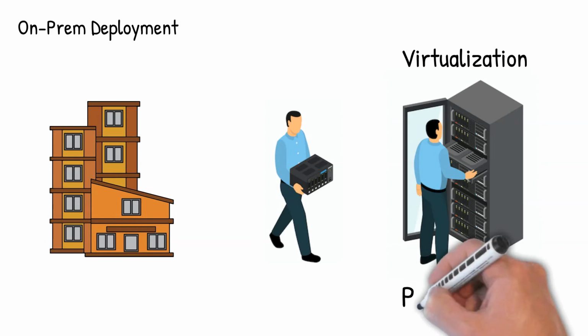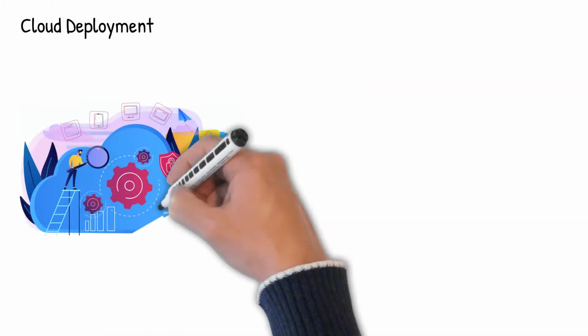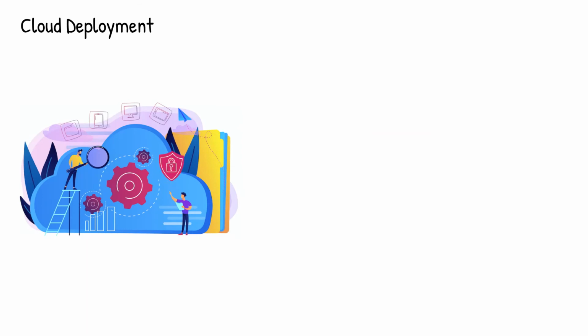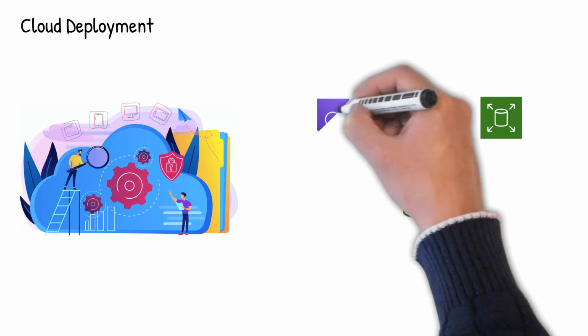The second one is cloud deployment model. Modern applications hosted in the cloud are either built using cloud native technologies or are migrated from on-prem data centers to the cloud. These infrastructures use only the building blocks offered in the cloud.